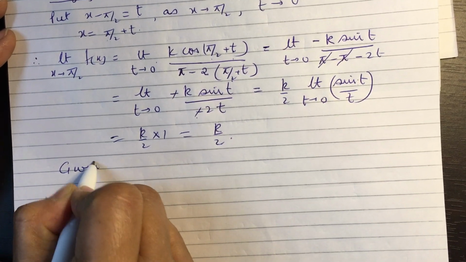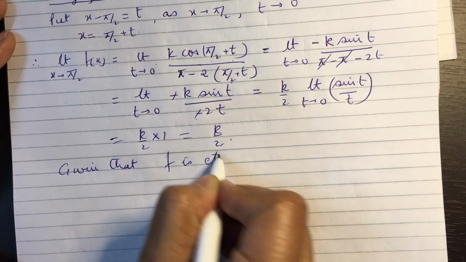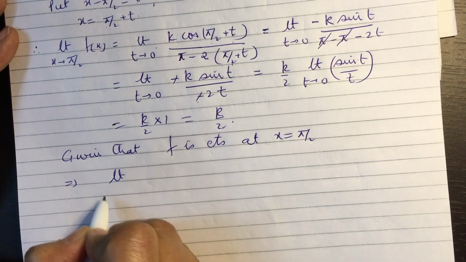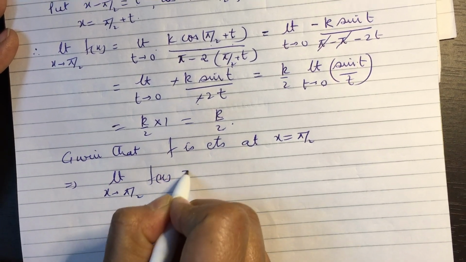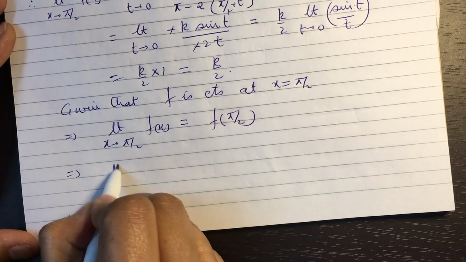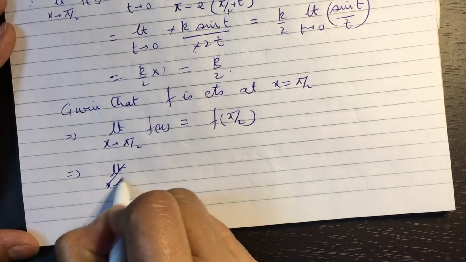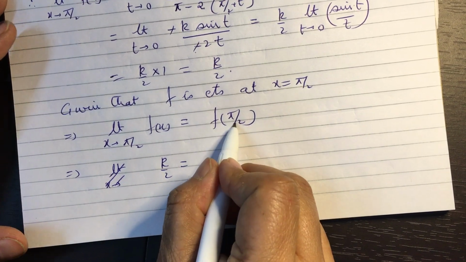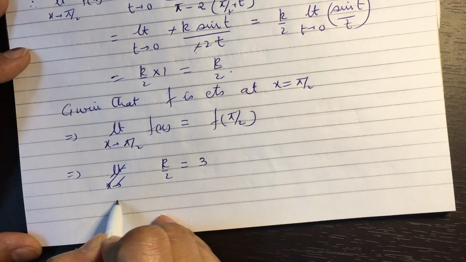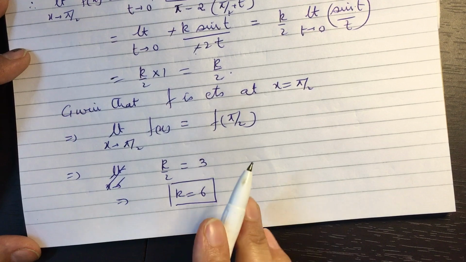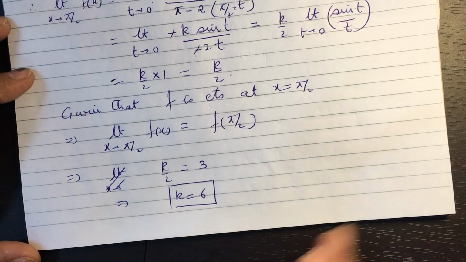Now given that f is continuous at x equal to pi by 2, it implies that the limit x tending to pi by 2 f(x) should be equal to the value of the function at pi by 2. Now limit x tending to pi by 2 is k by 2, which is equal to the value of the function at pi by 2, which is 3, and this gives us k equal to 6, which is the answer. Same way you can try question number 27, 28 and 29. I will quickly take up question number 30.